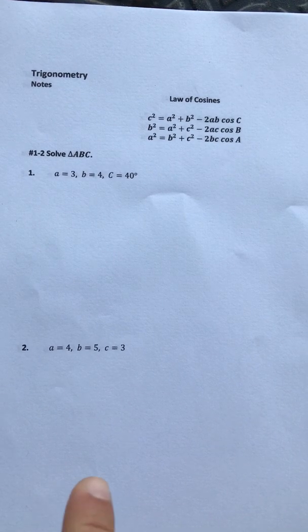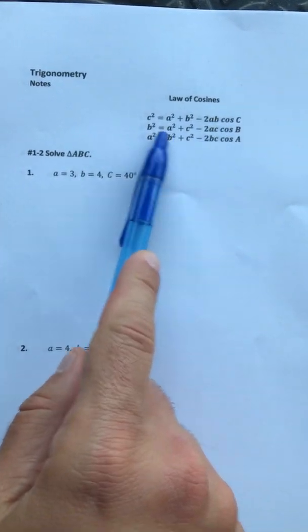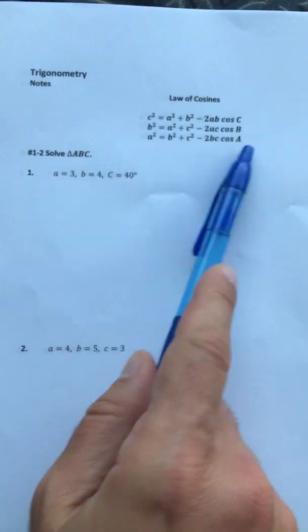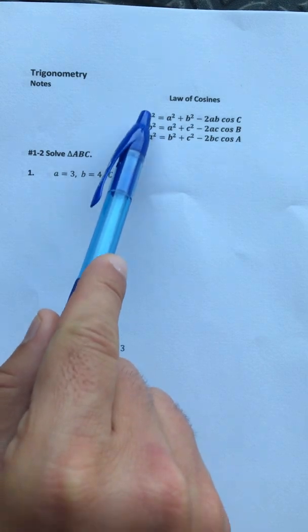So today is law of cosines. We just finished law of sines. Today is law of cosines. Here are the formulas. These are all the same formulas, and it just depends on which sides and angles we have, depending on which formula we're going to use here.